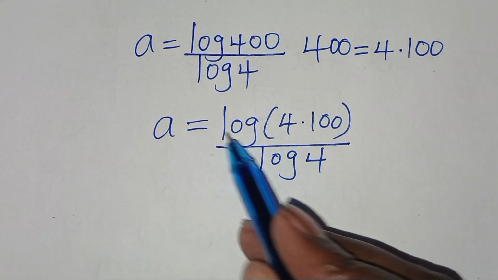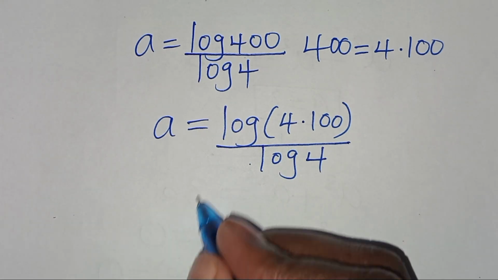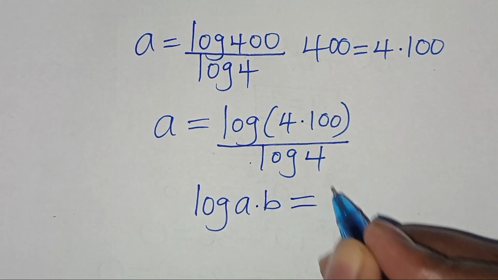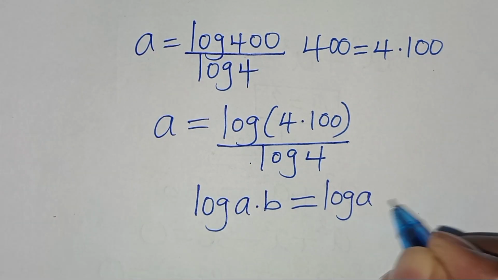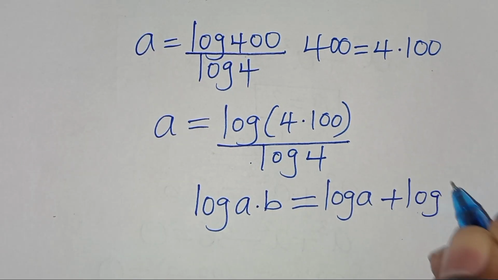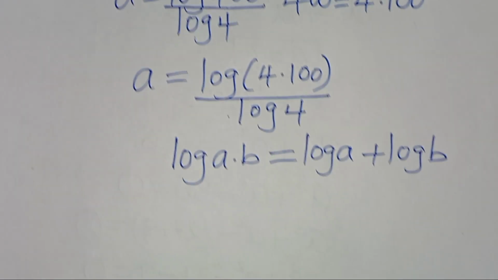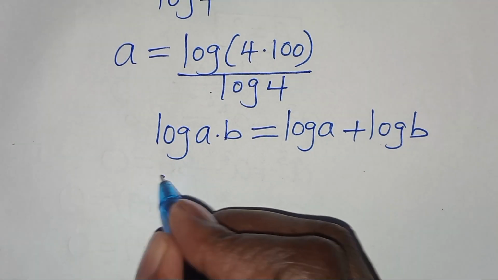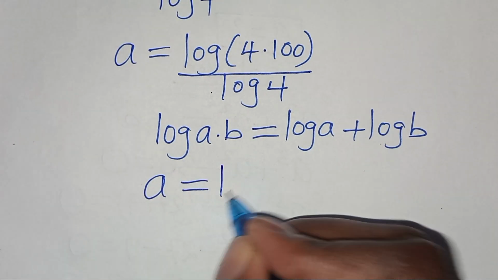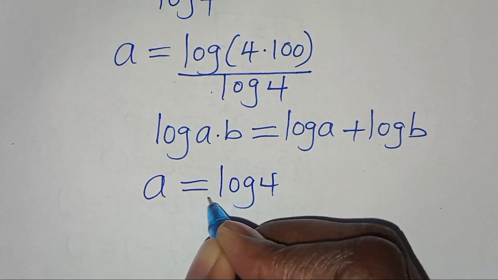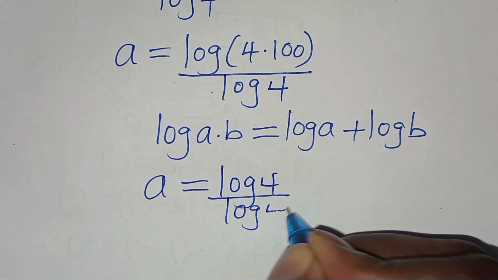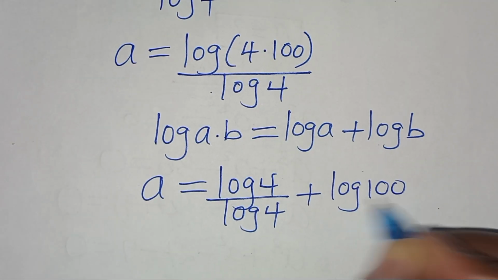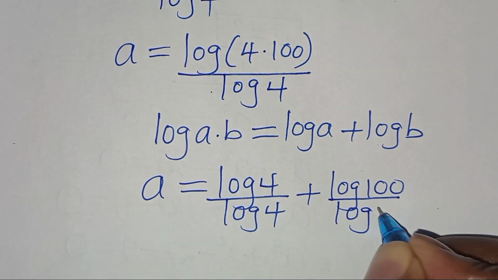The next step is that log 4 times 100 is in the form of log a times b, which we can express as log a plus log b. Now, applying this logarithm property, we find that a will be equal to log 4 over log 4, plus log 100 over log 4.